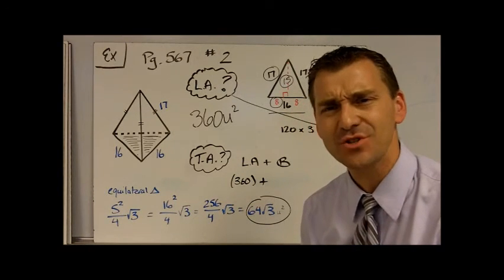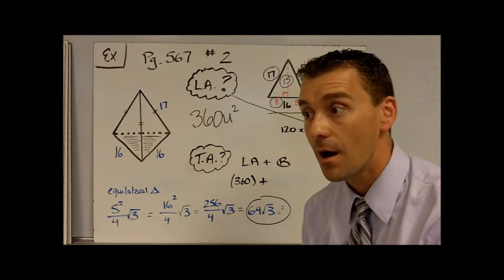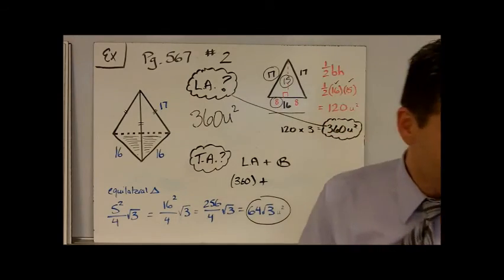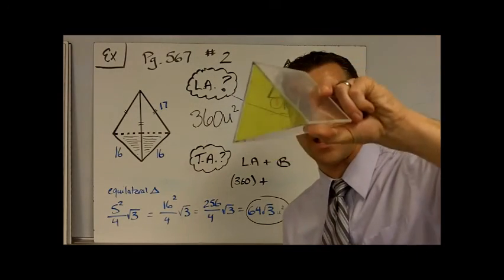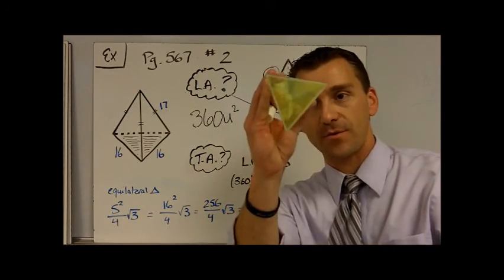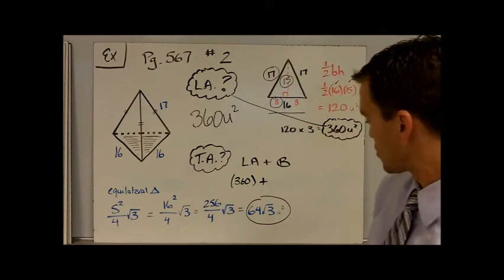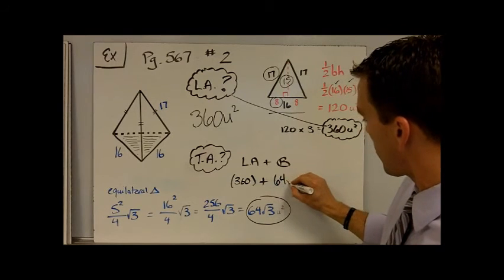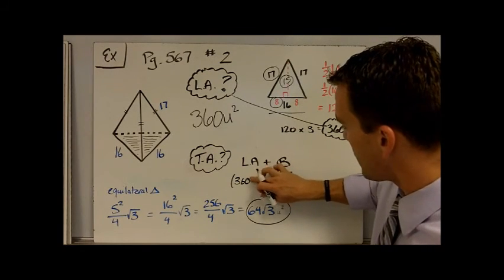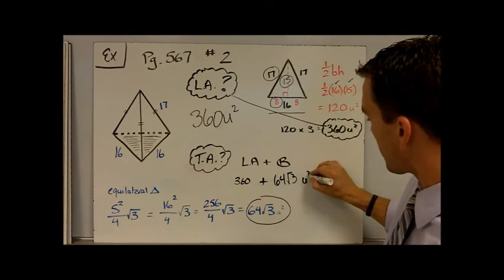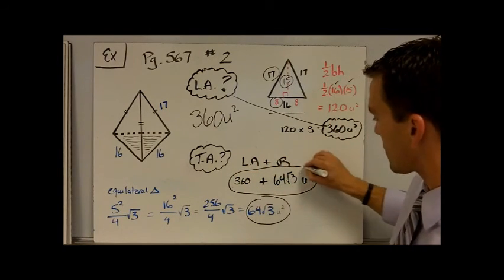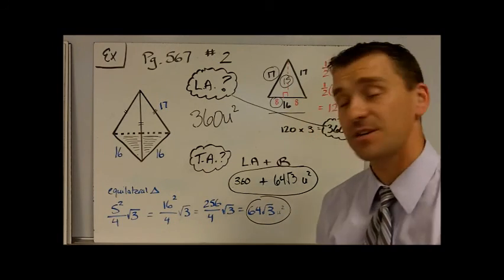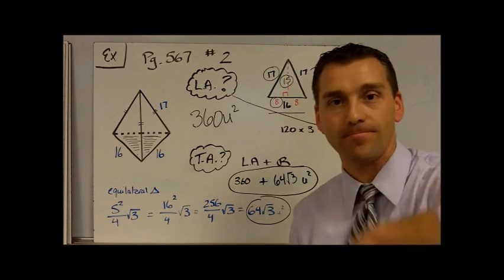Now, do I take that times 2 like I did with the prism? Good answer. No, because there's only one base. If there were 2 bases, like a prism, then I would take it times 2. But there's only one. So 64 root 3 is the area of the base. So I'll put 64 root 3 right there. And by the way, you take these parentheses away, units squared. This, as ugly as it is, is your answer: 360 plus 64 root 3 units squared. There you go. Good luck.